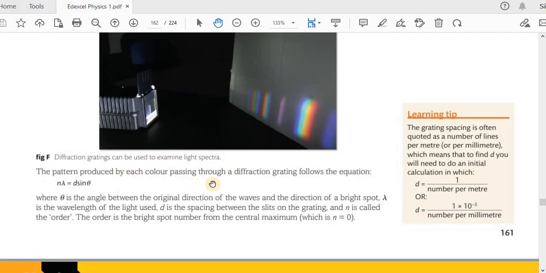The pattern produced by each color passing through a diffraction grating shows the equation. You should know this equation: n lambda equals d sine theta, where theta is the angle between the original direction of the waves and the direction of a bright spot. Lambda is the wavelength of the light used. d is the spacing between the slits, that is also called grating spacing, and n is called the order. The order is the bright spot number from the central maximum, n equals 0. So we can see all these details.